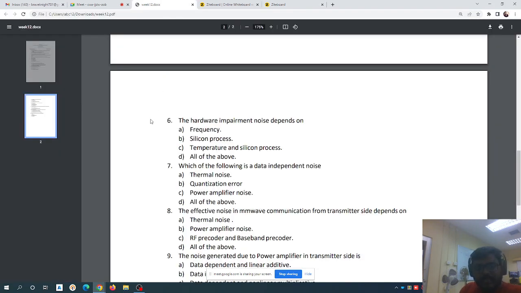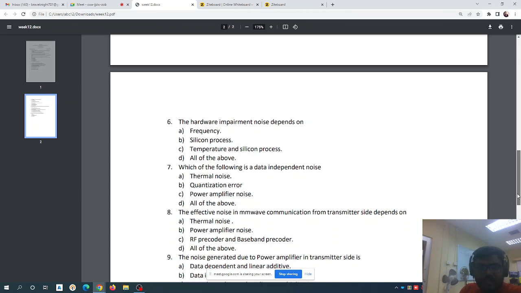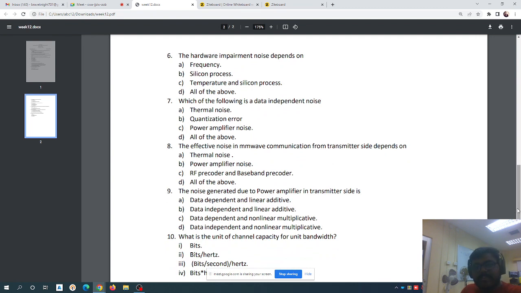So let us go to question number 8. Question number 8 says, the effective noise in millimeter wave communication from transmitter side depends on. It depends on thermal noise as I discussed earlier, and power amplifier noise, and RF precoder and baseband precoder. There are components such as RF precoder and baseband precoder.